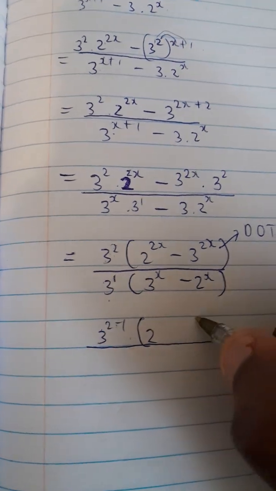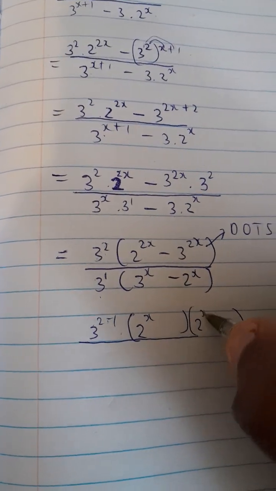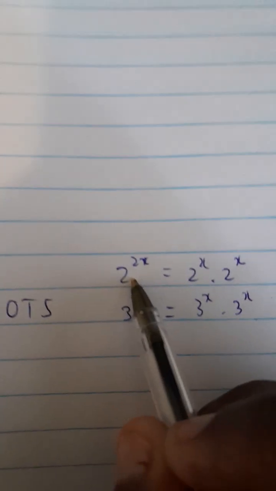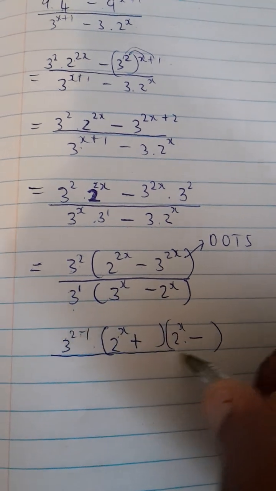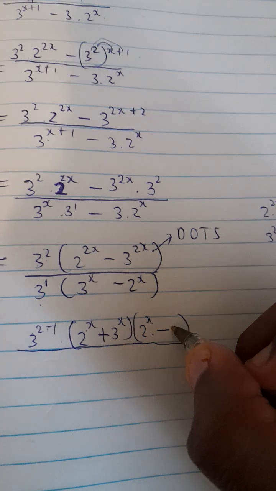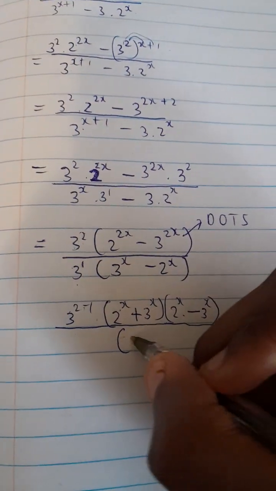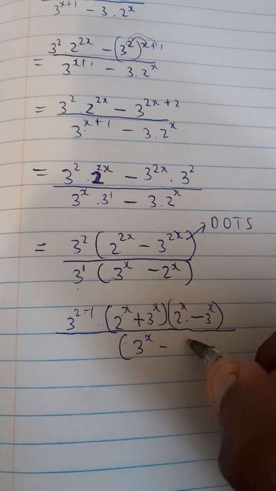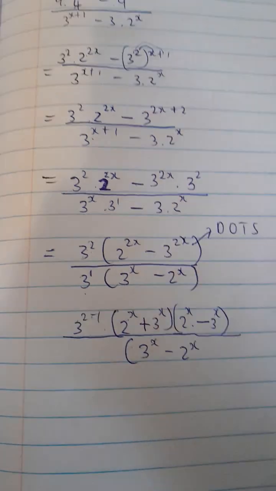We'll factorize this. Open two brackets. This is 2 to the power x times 2 to the power x, which will give me back 2 to the power 2x. Then I have plus and minus, because this is a difference of two squares: 3 to the power x this side and 3 to the power x on this side. Then on the denominator, I have 3 to the power x, of course, minus 2 to the power x.